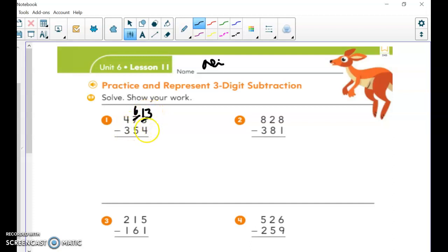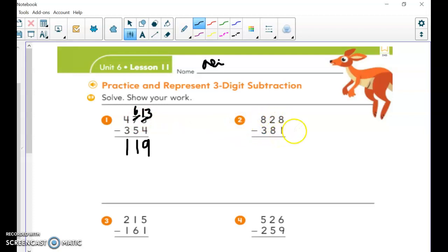13 minus 4 is 9. 6 minus 5 is 1. And 4 minus 3 is 1. Good. I notice here that we had to ungroup the tens to get extra ones, but we did not have to ungroup the hundreds to get any more tens. Okay, let's keep going.